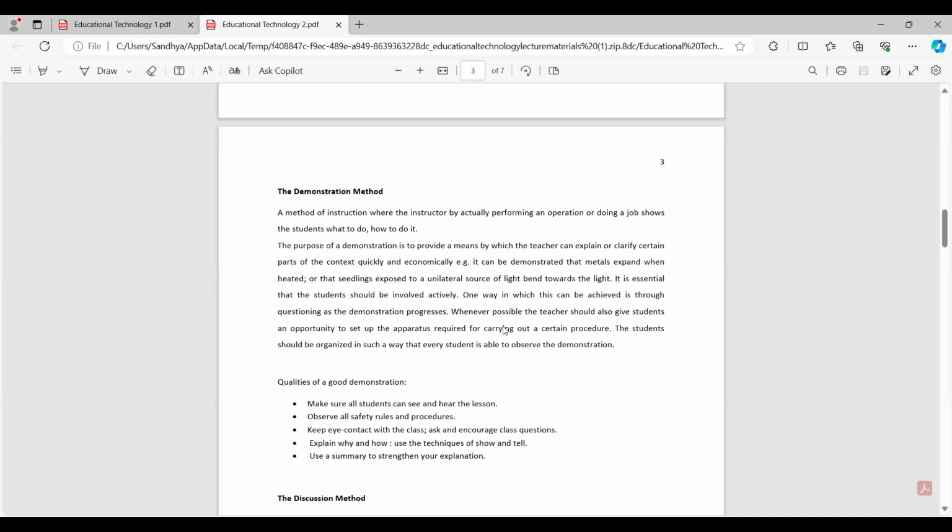Second one, observe all safety rules and procedures. Normally, not for each and every subject do you do a demonstration. When you're doing a demonstration, you use equipment, you use tools, maybe a knife, maybe some chemicals in a science lesson. So make sure that all the rules and procedures are observed for safety. Okay?